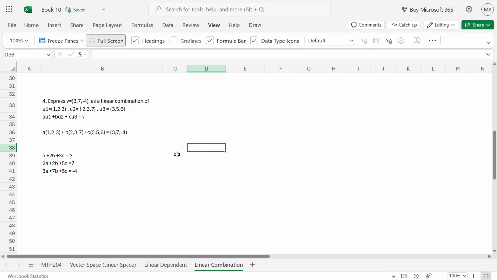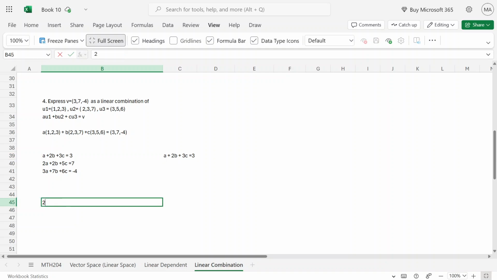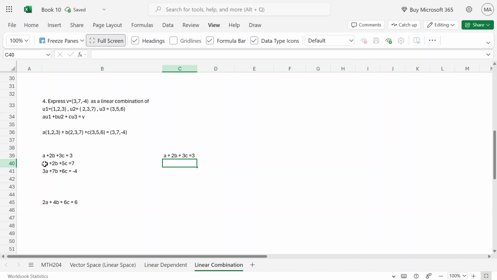Now given this information, let's solve. Now we write this as it is: a plus 2b plus 3c equals 3. Then we eliminate a from the second equation using that first equation. Now we need to times this by 2 to be able to eliminate. So if we multiply this equation by 2, you have 2a plus 4b plus 6c equals 6. Now let's do it. 2a minus 2a gives us 0. So 4b minus 2b will give us 2b.